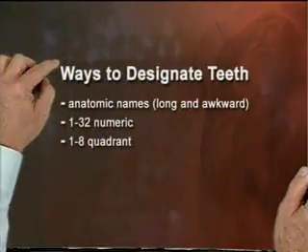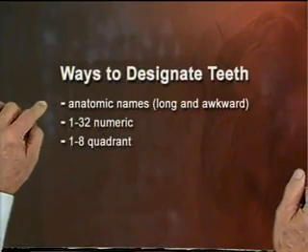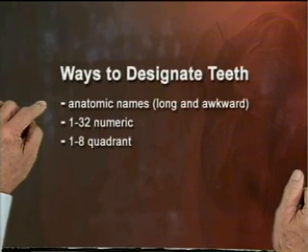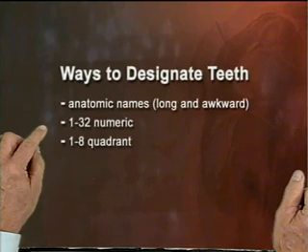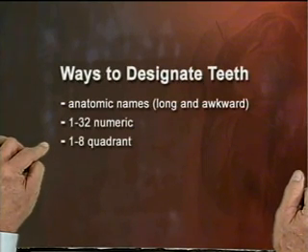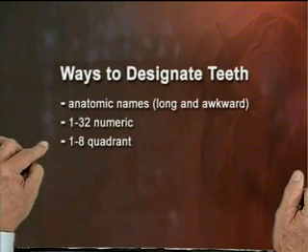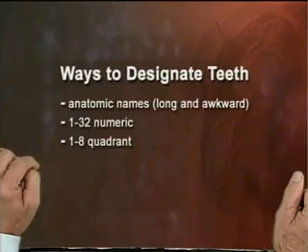All right, let's take a look at a graphic that summarizes how we number teeth. The anatomic names, we mentioned, are kind of long and awkward, but they are very descriptive, and you know exactly where you are. The 1 to 32 numeric system, or the 1 to 8 quadrant system, are used in a lot of different dental offices. Some dental offices use this, some use this. Any other questions about teeth? I know we spent a little bit of time there, but some of you may be aimed at the dental profession in one form or another, and I wanted to talk about them just a bit before we move on.